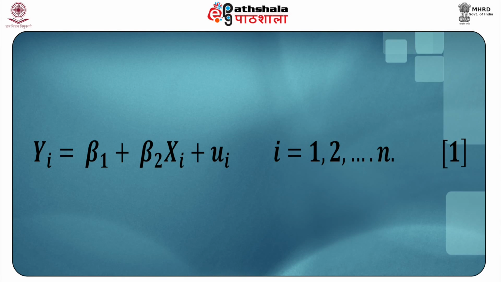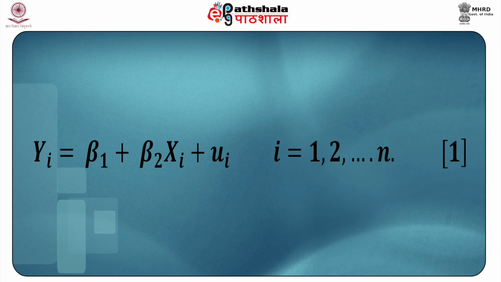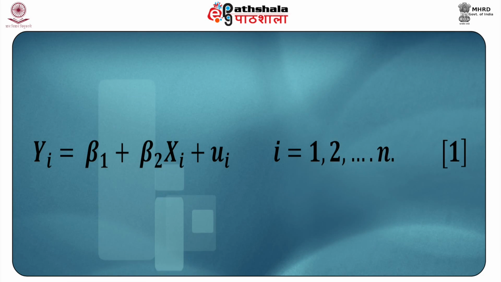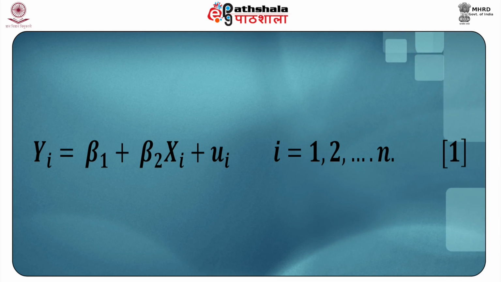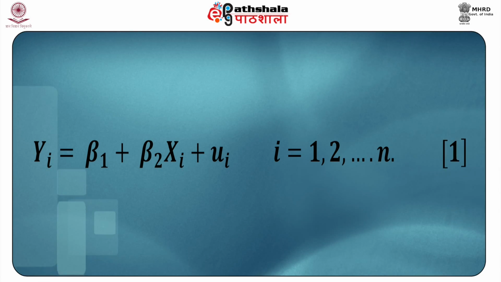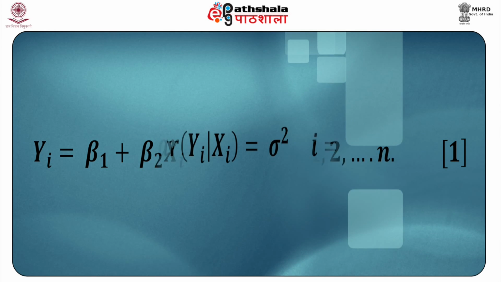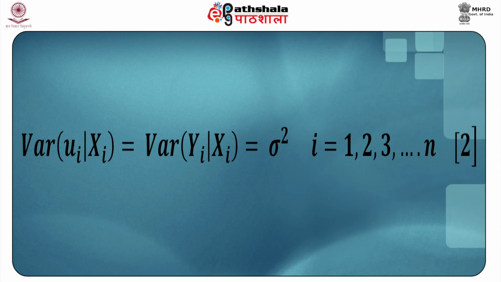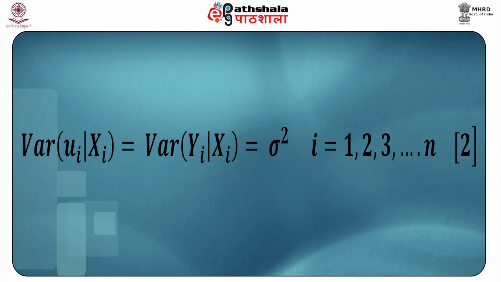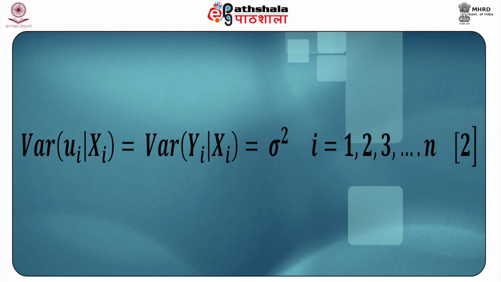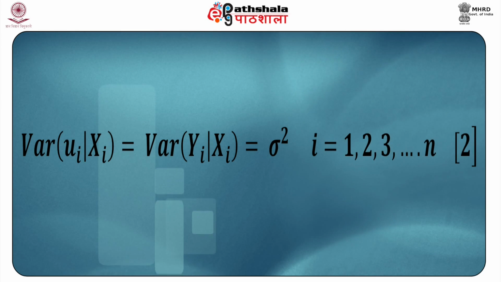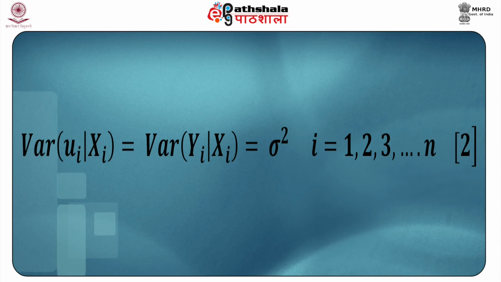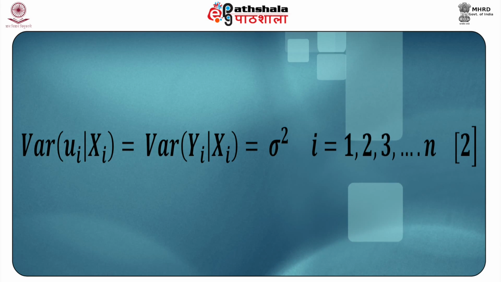For a 2-variable population regression function, which is denoted as yi is equal to beta 1 plus beta 2 xi plus mu i, where i is from 1 to n, this is our equation number 1. Symbolically, homoscedasticity implies that variance of mu i given xi is equal to variance of yi given xi is equal to sigma square, where i is equal to 1, 2, 3 to n. This is our second equation.